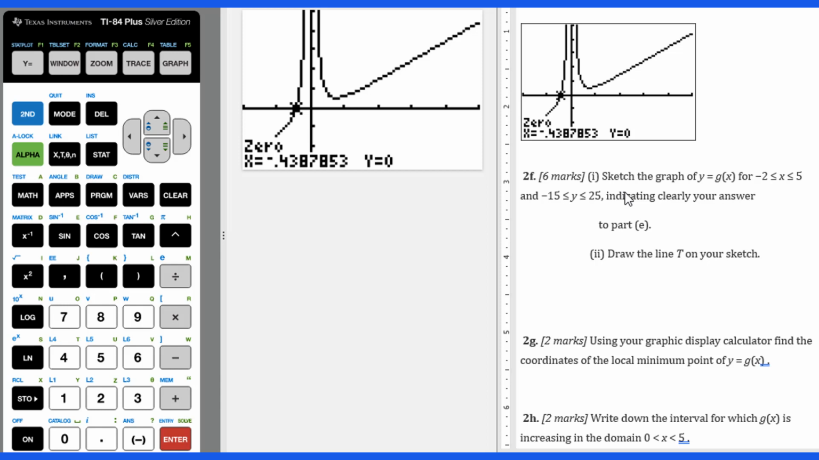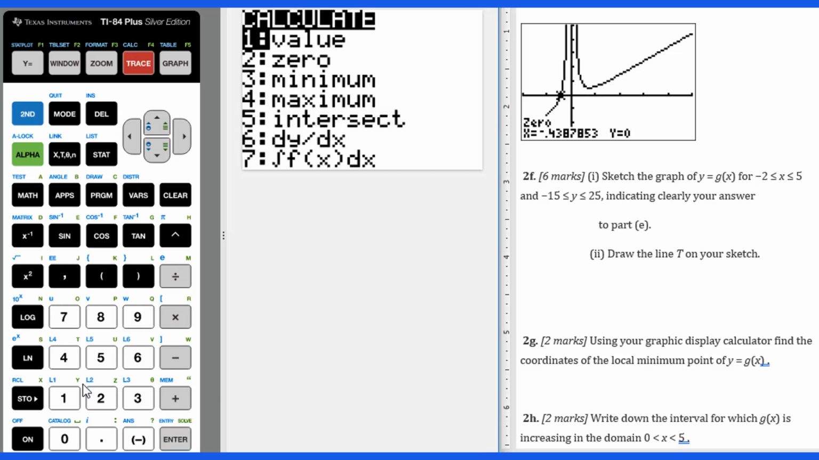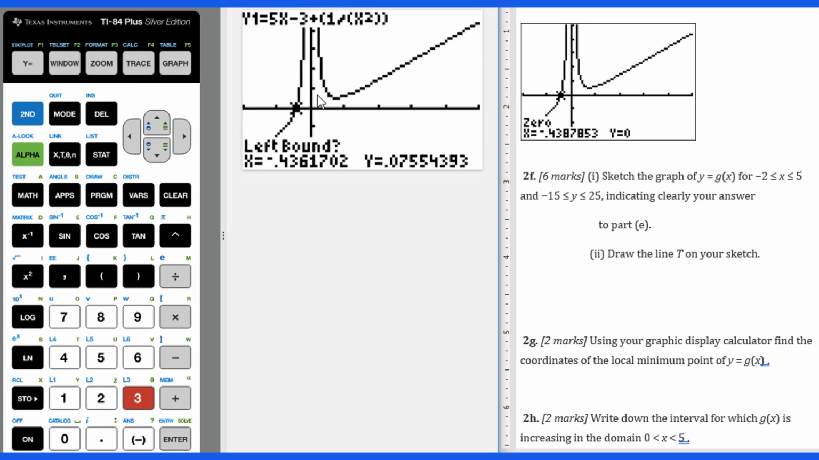Now let's go to 2f. Sketch the graph of y equals g of x for this domain and range, indicating clearly your answer to part E. So we need to figure out the zero and also this minimum point. Let's do the second trace to get the minimum. 0.1 is the left bound. For the right bound, you can just move to the right side, enter, enter. So you get the minimum at x equals 0.737, y will be 2.53.